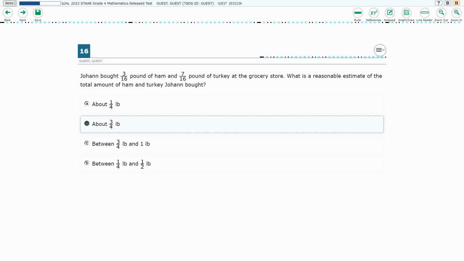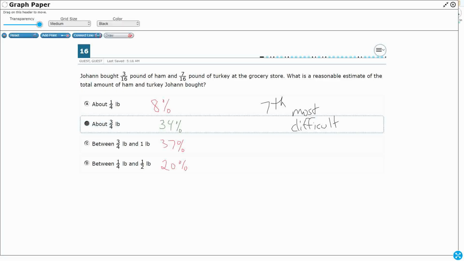Let's see how we did across the state of Texas. So this was the seventh most difficult problem. Look, the most chosen answer, C, was not even the correct answer. We had only 34% get the correct answer, and 37% thought it was a little bit bigger than that. This was a difficult problem. Estimating fractional sums and differences is a difficult standard.